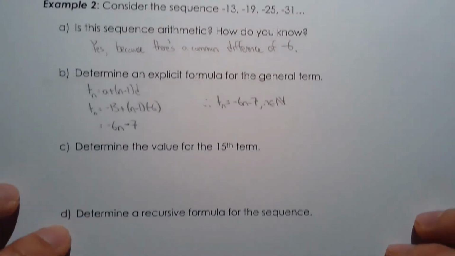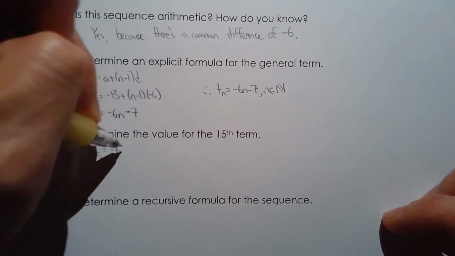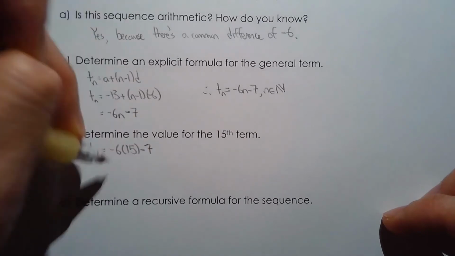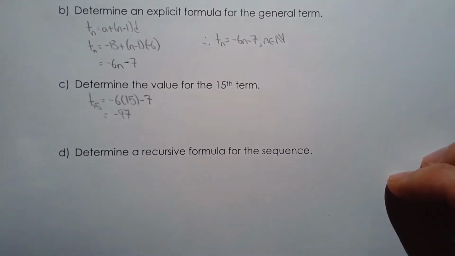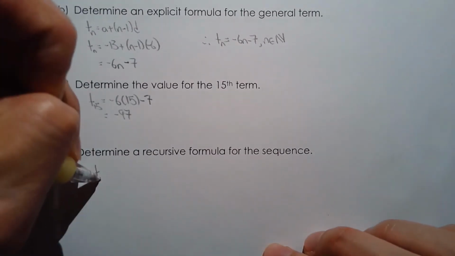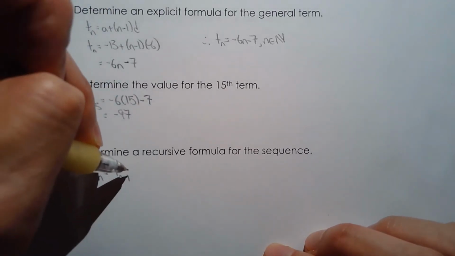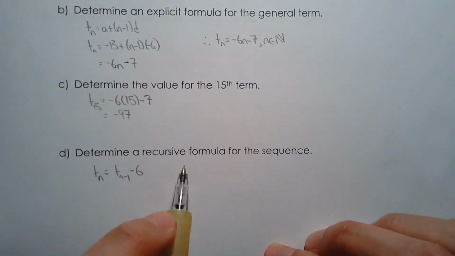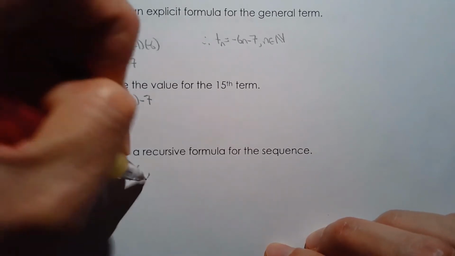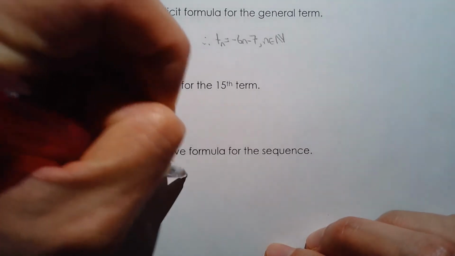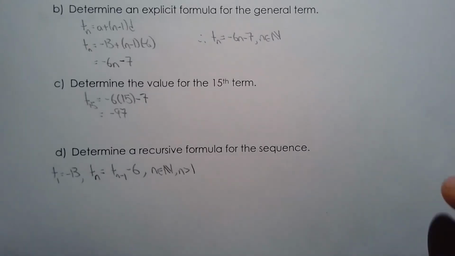All right, what's the value of the 15th term? No problem. Let n equal 15. So that's negative 97. All right, they want a recursive formula. We can do that too. To find the nth term, you take the previous term and subtract 6. Don't forget, for a recursive formula you have to state the first term. The first term is negative 13. And then, of course, n is a natural number and n is greater than 1. Okay, let's do a few more problems.